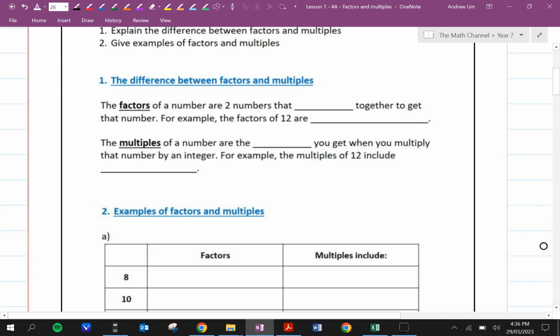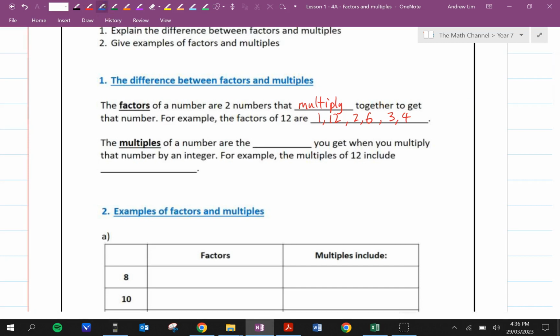The factors of a number are two numbers that multiply together to get that number. For example, the factors of 12 are 1 and 12, because 1 times 12 is 12, 2 and 6, because 2 times 6 is 12, and 3 and 4, because 3 times 4 is 12.